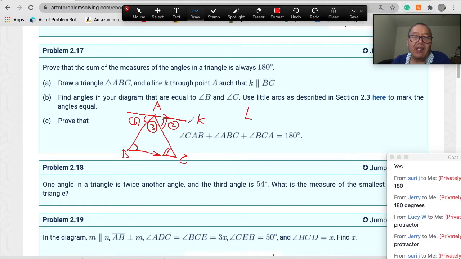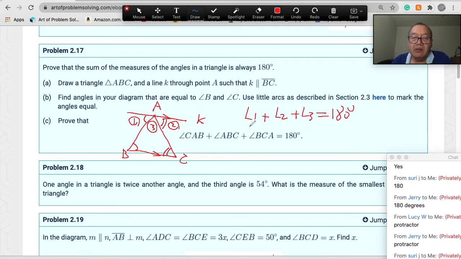Because line K passes through A, angle 1 plus angle 2 plus angle 3 should equal 180 degrees, because this is a straight angle, right? Because line K passes through A, this line will form a straight angle at point A. So these three angles added together should give you 180 degrees.